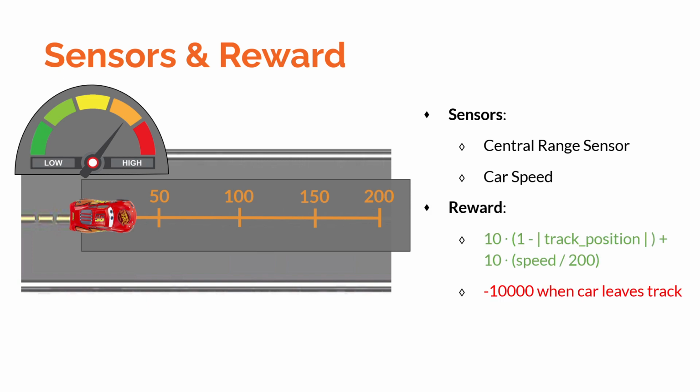And as a reward, we use again the track position, because we want to reward if the car stays in the middle of the track, and this time also the speed, so we want to reward when the car gets faster. This time I use a value of negative 10,000 when the car leaves the track, because we really do not want this to happen anymore.